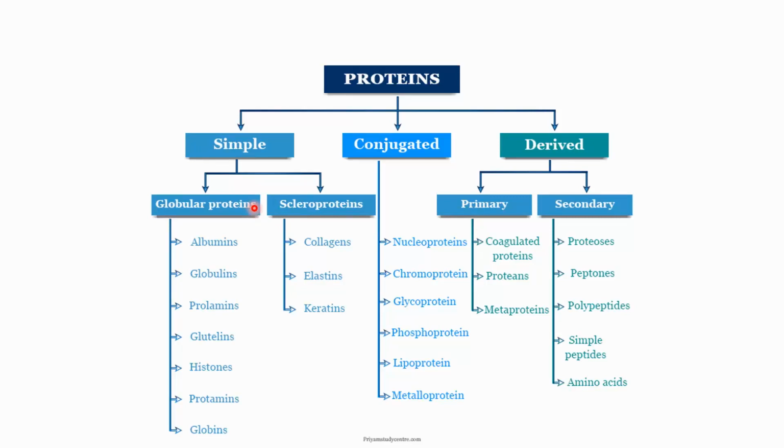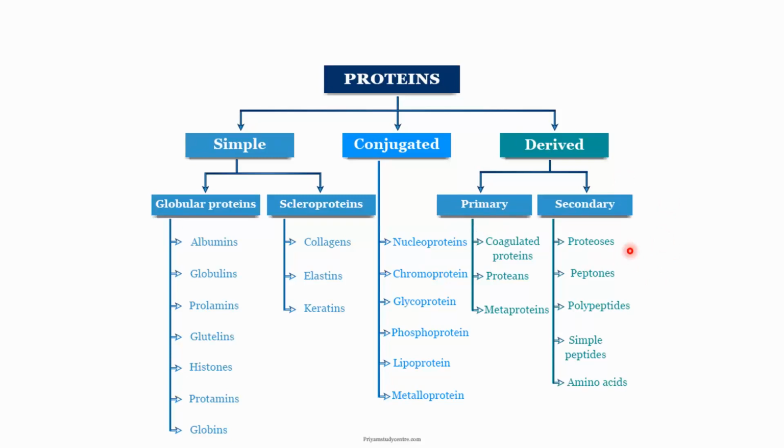For example, nucleoproteins consist of nucleic acids and proteins. So it is made up of a combination of a protein part and a non-protein part. And the third one is derived protein. Derived proteins can further be classified as primary and secondary. Primary are the ones that are formed by the denaturation process. Secondary are the ones that are formed by the process of digestion with the help of various enzymes.